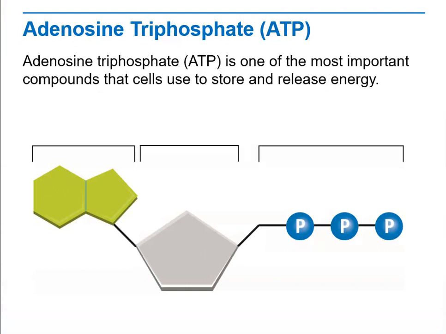ATP stands for adenosine triphosphate. Tri means 3, so adenosine triphosphate is made up of 1 adenosine and 3 phosphates. ATP is the basic energy source used by all types of cells.